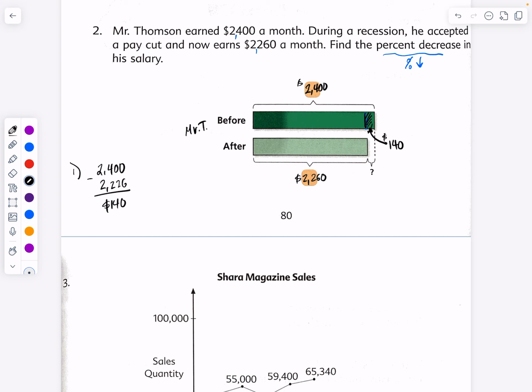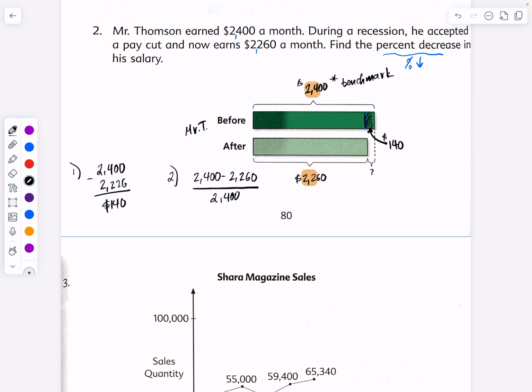So step 2, we have to divide. We can also do it as a single step. Let me show you. As a single step, it would look like this. 2,400 minus 2,260, divided by what we are comparing to. We are comparing to this benchmark, right? His previous salary. That was his 100% back in the day, and now it's less. So we have to divide by 2,400.